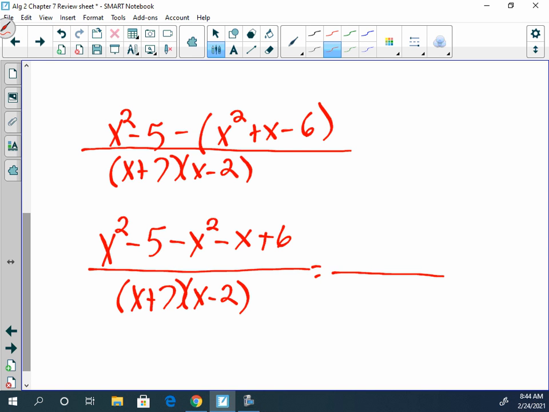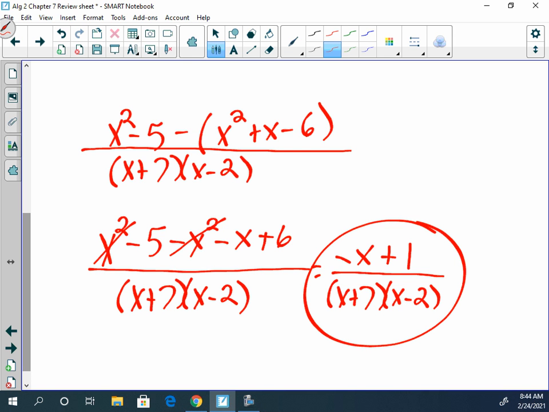x squared minus x squared is 0. These are gone. Well, negative x is by itself. And negative 5 plus 6 is? And that's it. Because it's dealing with making the denominators be the same, and that gets a little bit challenging. Any other questions on this here?